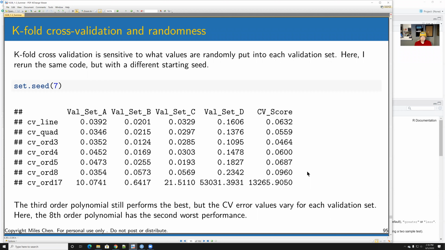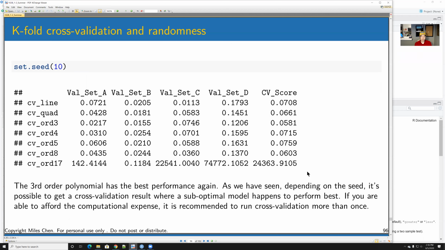Leave one out cross-validation, there's going to be no variance, because every time you run it you're going to get the same result. Each data point will serve exactly as a validation set every single time. But when you do k-fold cross-validation, there's a little bit of randomness that comes into play here. Here it is with just another random seed, set seed 10, and what are the results? Here the third order polynomial performs best.